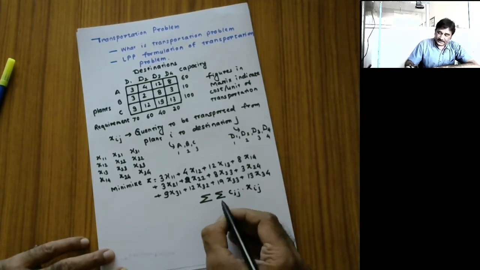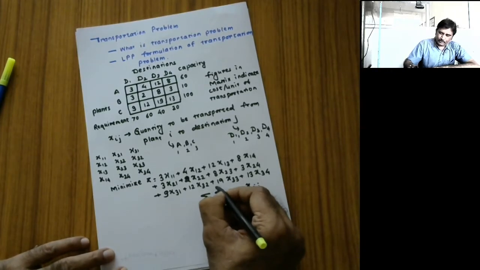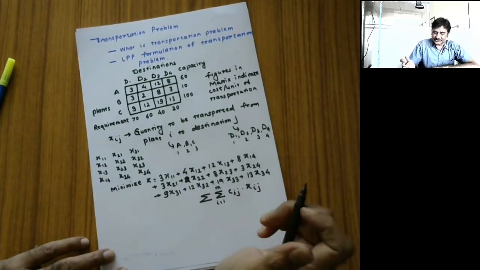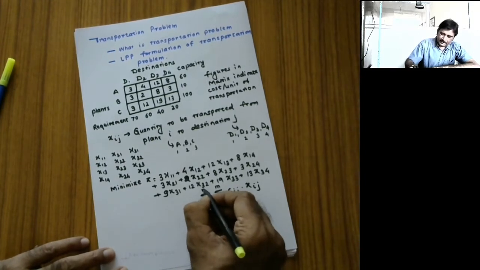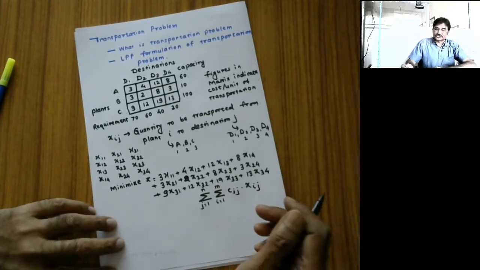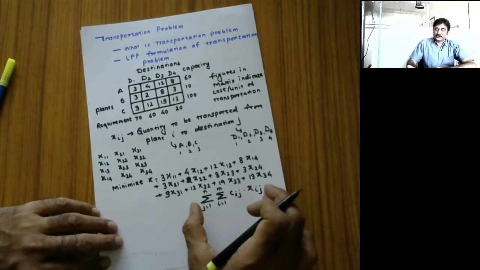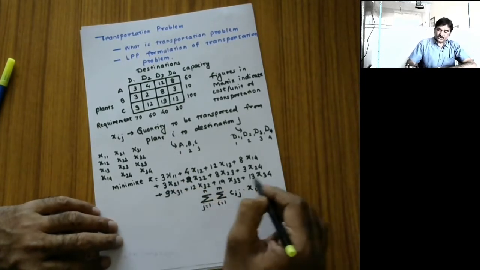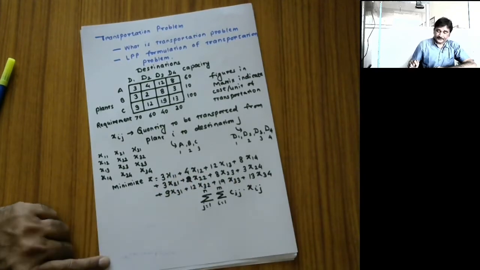Now what are the limits of I and J? I varies from 1 to M, for example. In this case, M is 3, and J varies from 1 to N. N stands for the number of destinations and M stands for the number of plants. So this, in short, is the objective function. This is in general and this is specific.